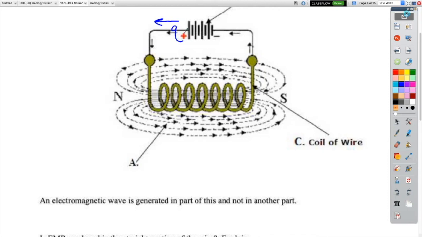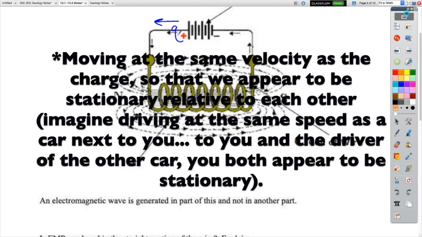It would need to accelerate for the electric field to be changing. If you're not happy with the fact that it can produce a magnetic field, but it's not producing a changing electric field, well, let me ask you this. What if we boosted our velocity up so that we were stationary next to the charge, right?